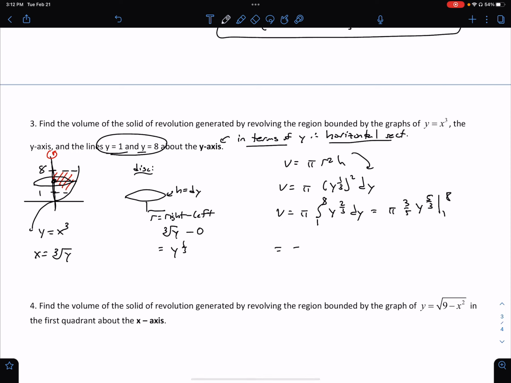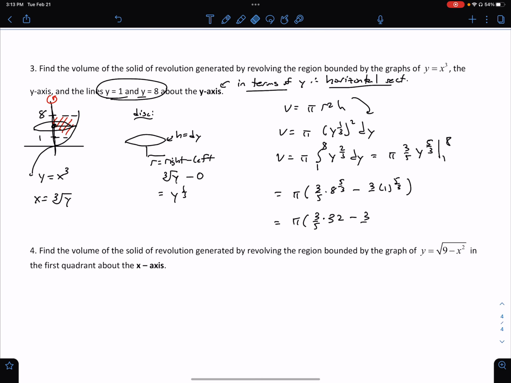And our answer, using the FTC, I'm going to pull out the 3/5. We're going to get 3/5 times 8 to the 5/3 minus 3/5 times 1 to the 5/3. And we can probably clean this up a little bit. We're going to get 3/5. The cube root of 8 is 2. 2 to the 5th is 32, minus 3/5. Whoops, that should be 3/5, not 3/8. That should be a 5 and not an 8.